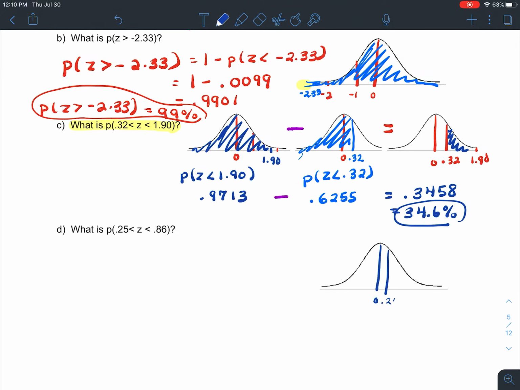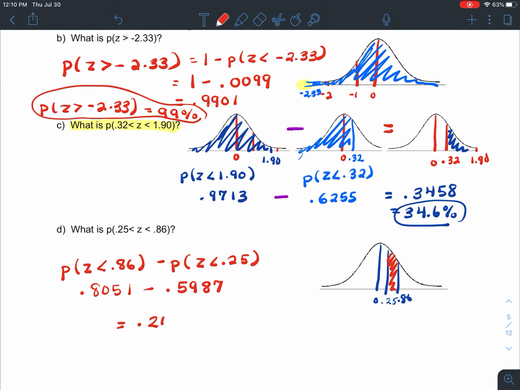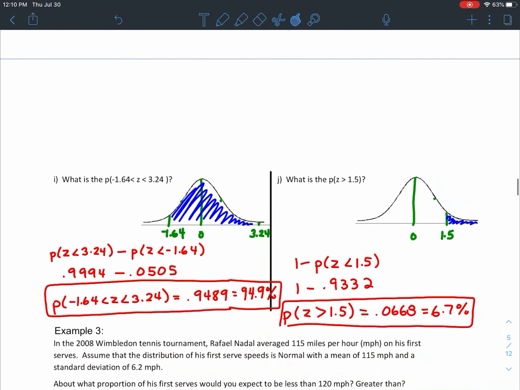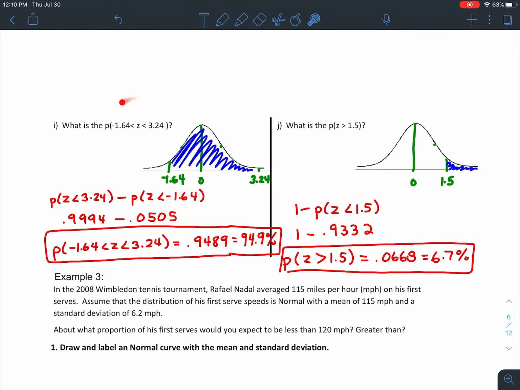So I'm going to put 0 down the middle, 0.25 here, 0.86 there. Always shade the area that it's referring to. I want to take the area to the left of 0.86, and subtract from that the area to the left of 0.25. If I look those areas up, these are the areas that I get, and that gives me an answer of 0.2064 or 20.6%.